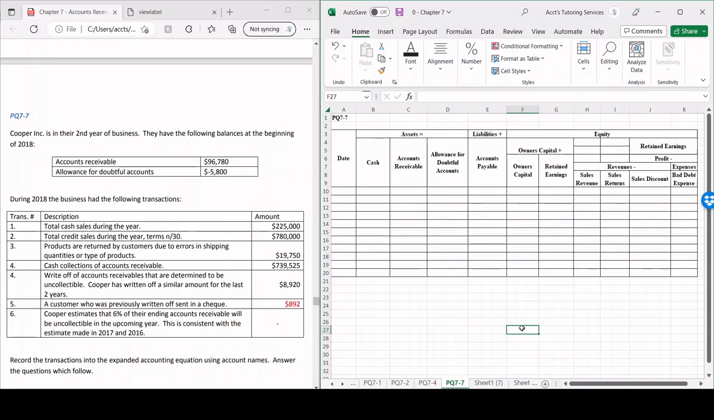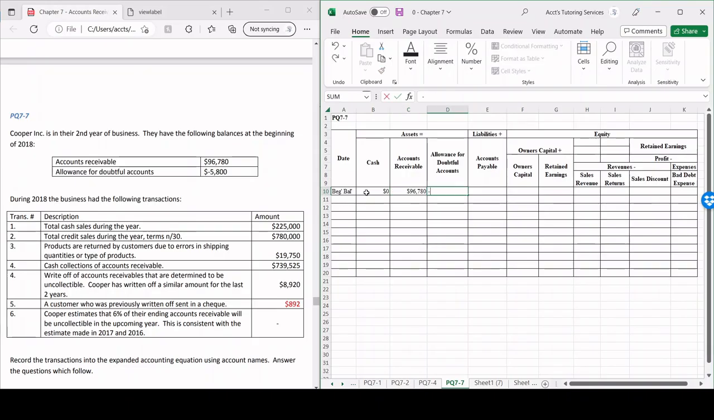All right, let's dive into the next question. PQ7-7. Copper Inc. is in their second year of business. They have the following balances at the beginning of 2018. Accounts receivable. So these are the beginning balances. So accounts receivable is 96,780.